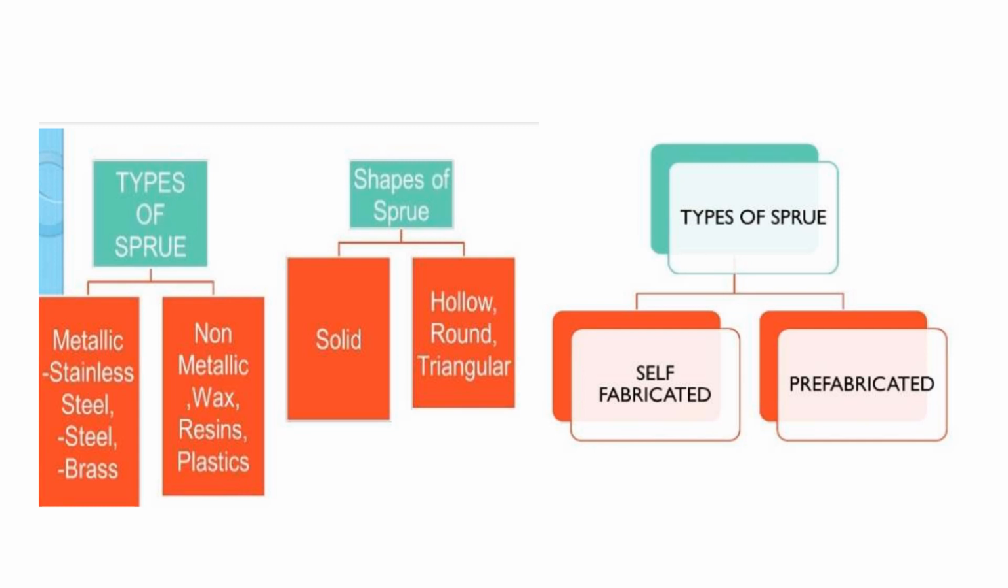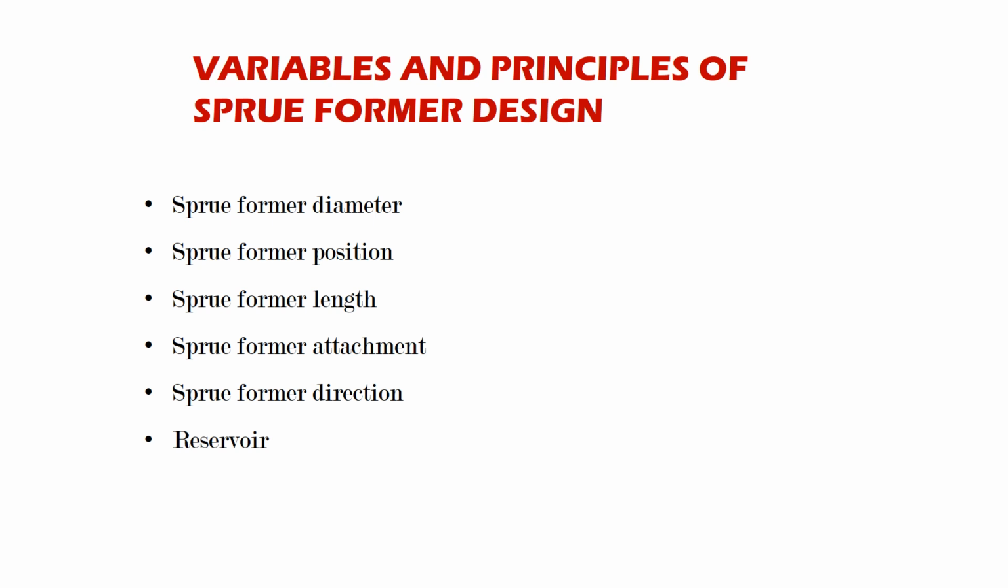Then there are several shapes of the sprue also. One is solid, one is hollow, round or triangular. And the sprue can be self-fabricated or it is available as prefabricated. Now there are several variables of sprue former design that you have to keep in mind whenever you are making a sprue: the sprue former diameter, sprue former position, its length, its attachment, its direction, and the reservoir.